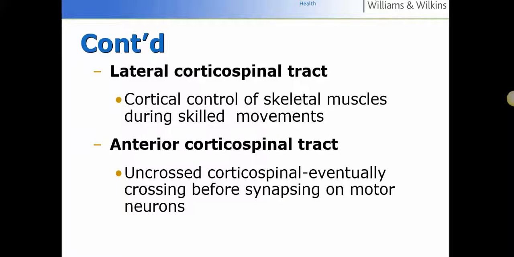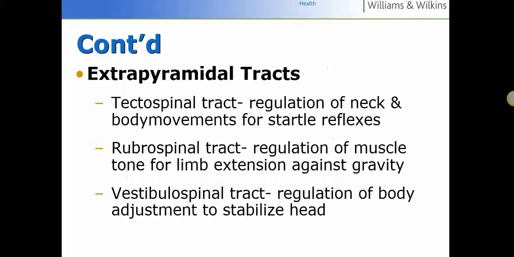So the lateral corticospinal tract is involved in the cortical control of skeletal muscle during skilled movements, and the anterior part is basically uncrossed, and eventually they cross before synapsing on the motor neurons.